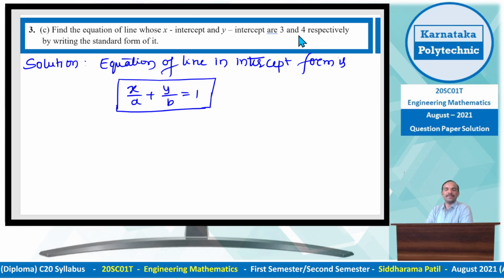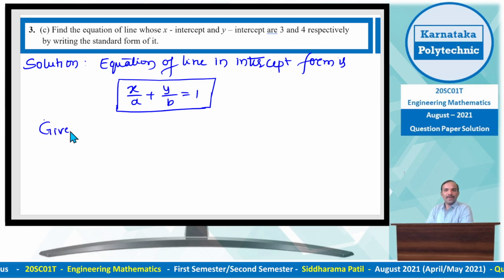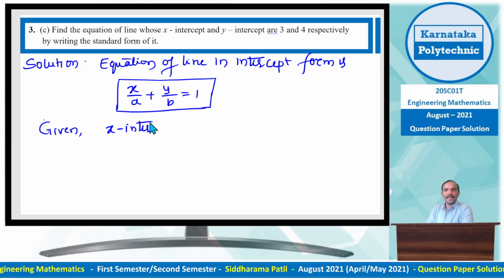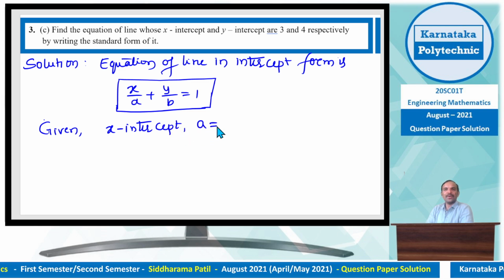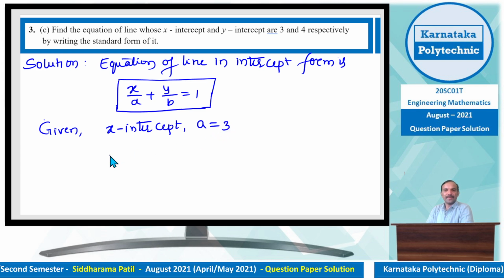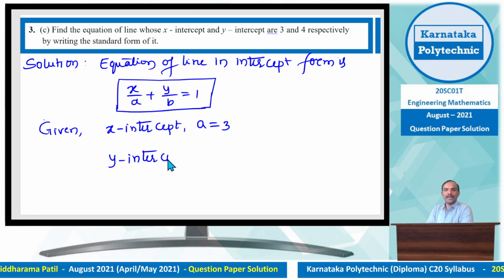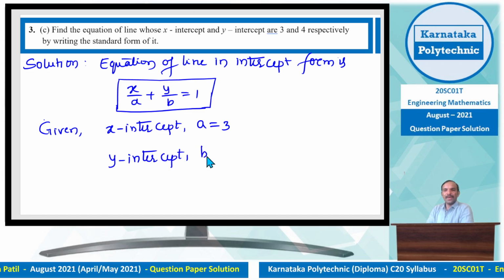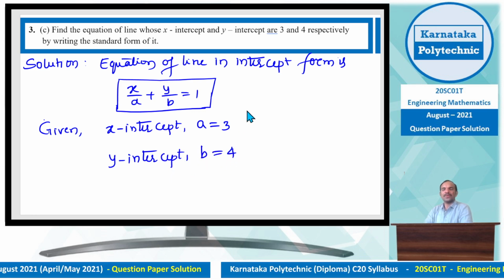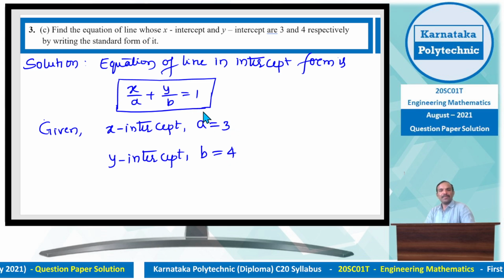They are given here. The x-intercept is a equal to 3. The y-intercept is b equal to 4. Now substitute the a value and b value in the standard equation.